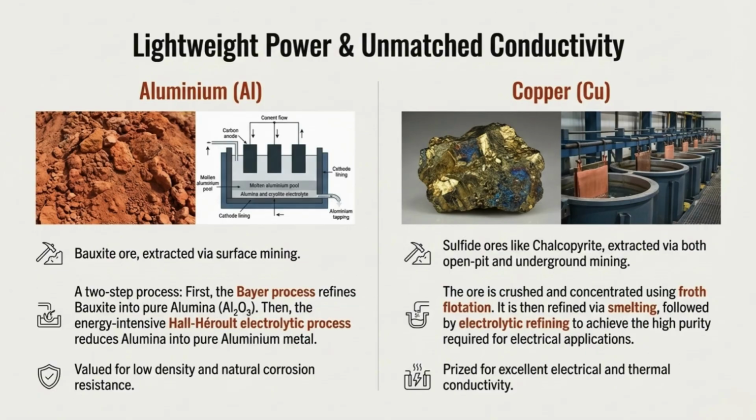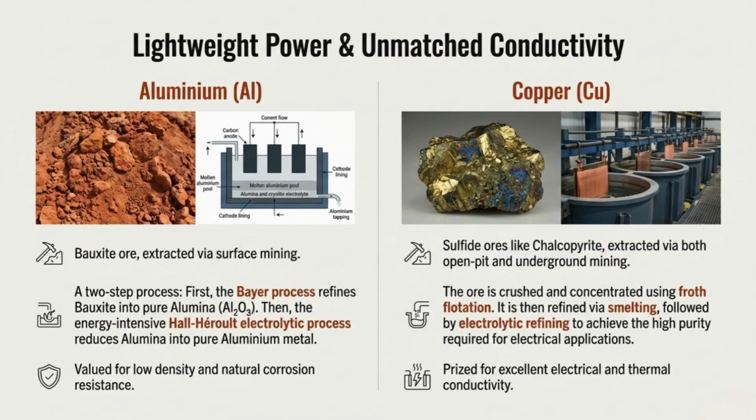Copper is different because the ore we mine, like chalcopyrite, often contains only about 1% actual copper. To get the pure metal needed for your phone or home wiring, we use a multi-step process. Concentration: the ore is crushed and mixed with water and special oils. We blow air through it to create a froth. The copper sticks to the bubbles and floats to the top, leaving the waste rock at the bottom.